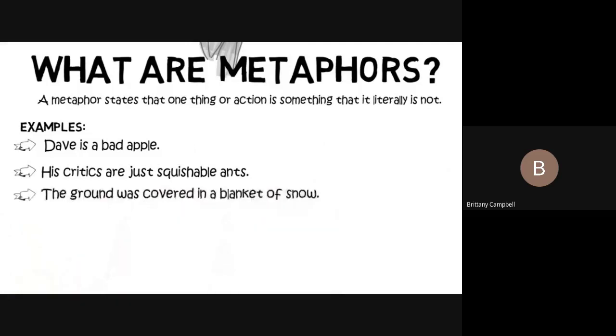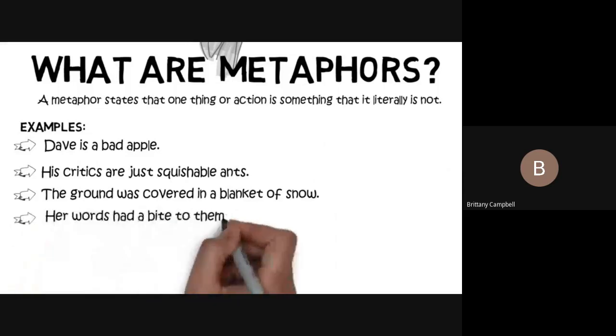The ground was covered in a blanket of snow. Now, a blanket of snow, it's not literally a blanket, so that is also a metaphor. But words had a bite to them. Now, clearly, words don't literally have a bite, so that too is a metaphor. So they're not always in the format something is something that it isn't. Sometimes when words are used non-literally, that can also create a metaphor.